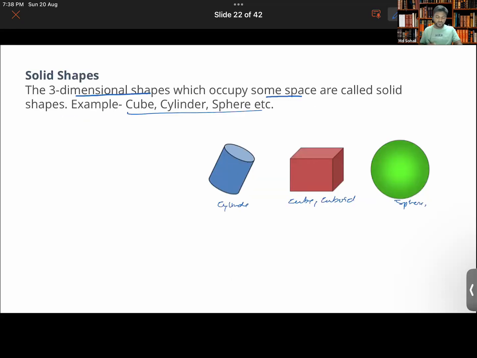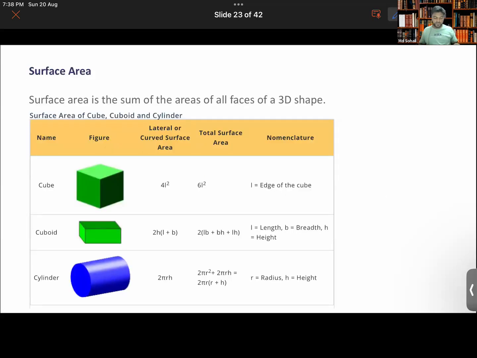So 2 things we will be talking about. First, how do we calculate their surface areas? And the next thing is, how do we calculate the space occupied by them? That is simply the volume, right? Okay. So here in this table, you can see the formulas to calculate the areas.